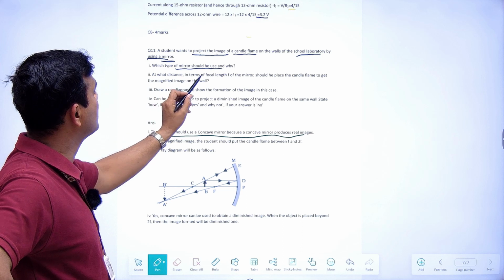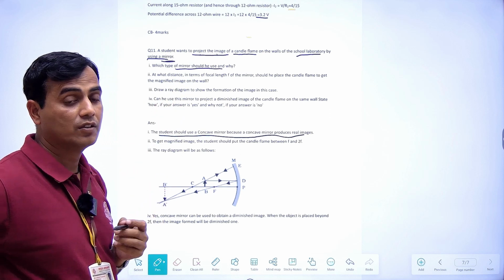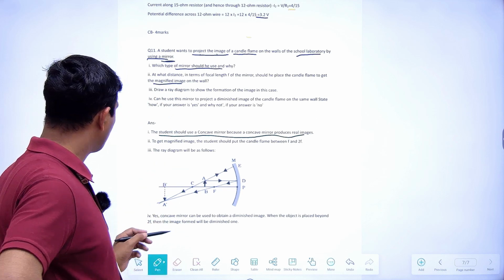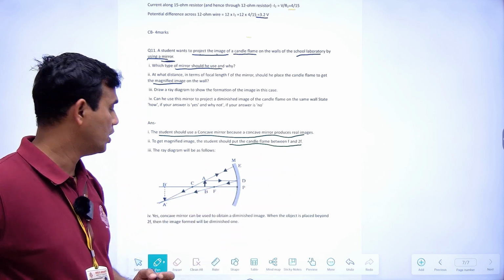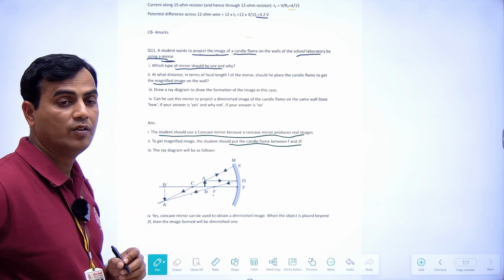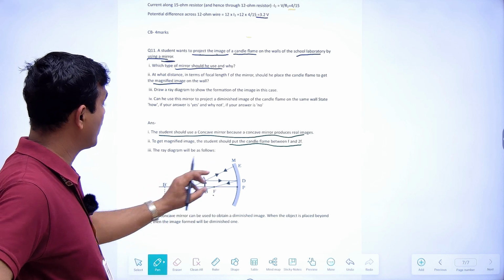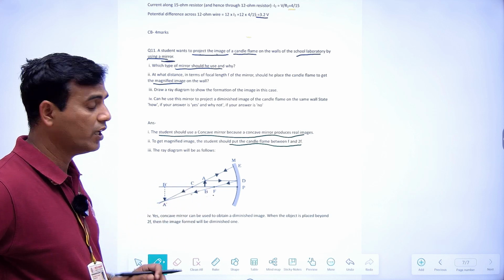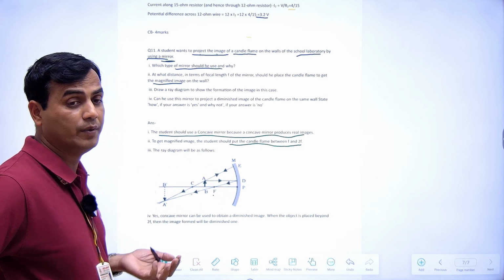Okay, at what distance, in terms of the focal length f of the mirror, should the candle flame be placed to get the magnified image on the wall? Here we have to concentrate on getting a magnified image. So to get a magnified image, the student should put the candle flame between f and 2f. So between f and 2f we will get a magnified image by a concave mirror. Okay, so we have to carefully draw the ray diagram where the object is put between f and 2f, and the image formed is enlarged and on the object side of the mirror.